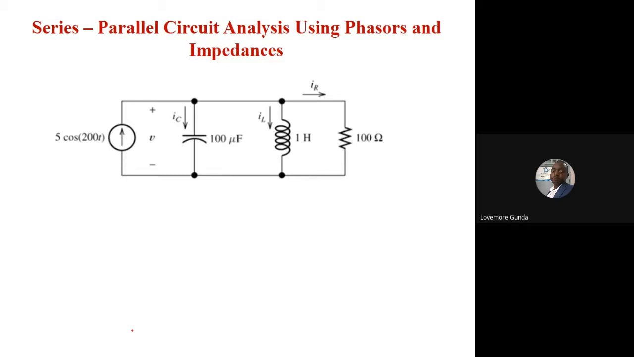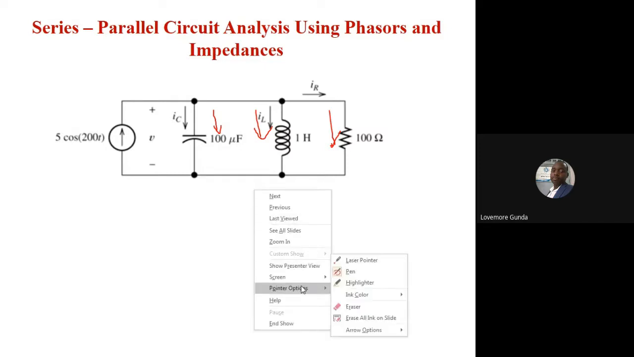We have 5 cos 200t. Again, we want to find IC, IL, IR. We do the same approach. Can you take a snapshot of that diagram and try to do it as a homework or an assignment, just to test if you know how to deal with these things? You want to find this, that, and that. Okay, let's take a snapshot.